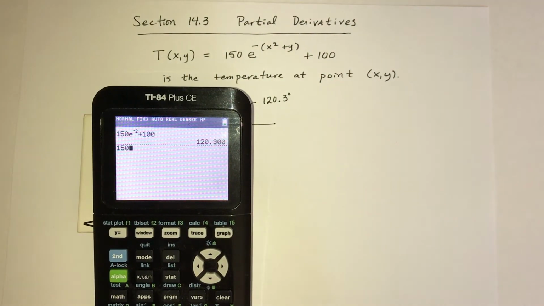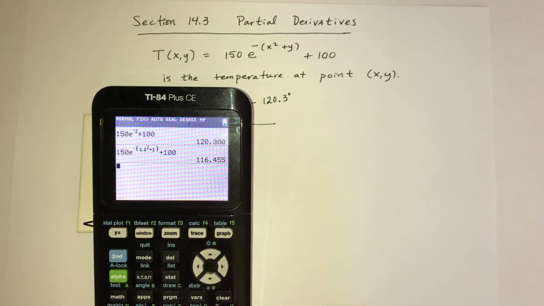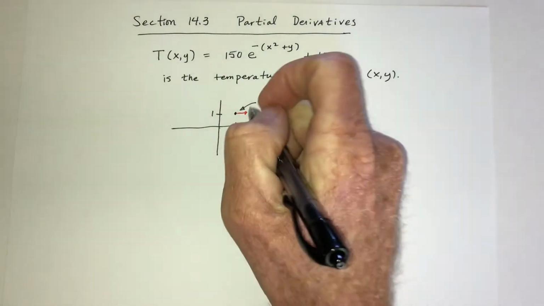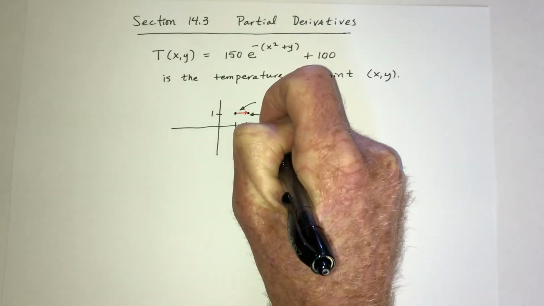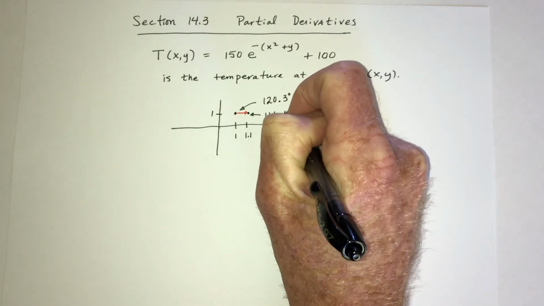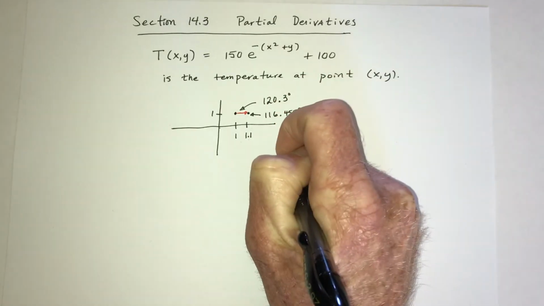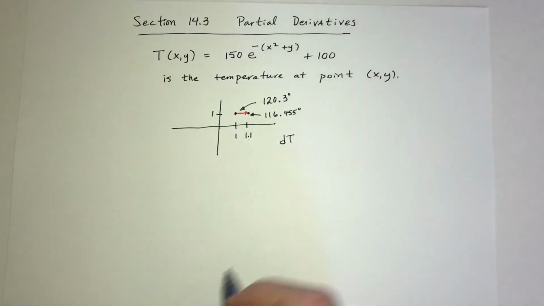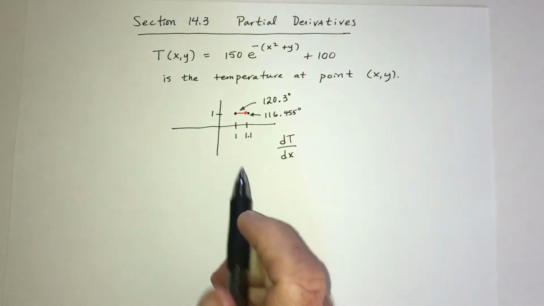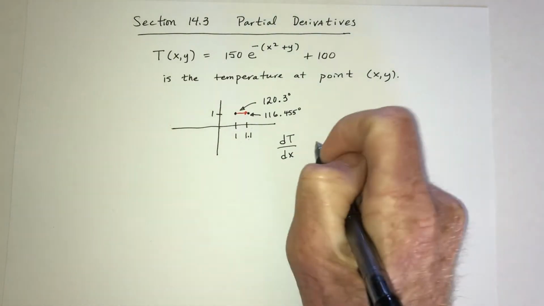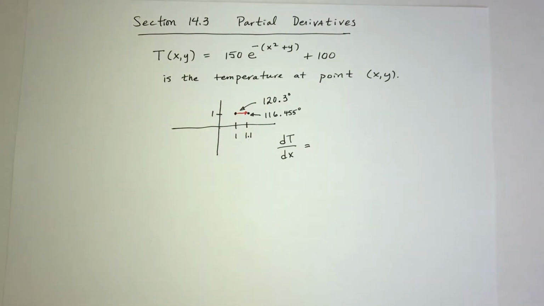So that's going to be 150, and then e is raised to a negative. Now I need 1.1 squared for the x squared, and then plus 1 for y. Then there's the ambient temperature of 100. So it cooled off to 116.455. So at this point it's 116.455. So that means the change in the temperature, as x changes, because only x changed, the y did not, well, it went down by about 4 degrees.